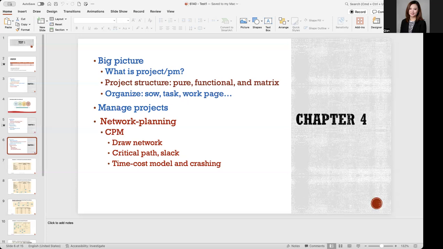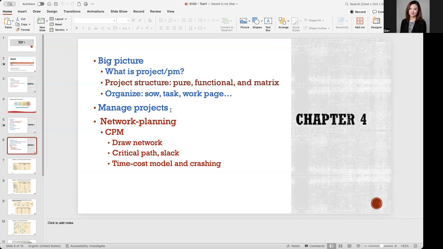The second part of chapter 4 talks about managing projects. We focus on how to use some tools to help us visualize all the projects. Then we have a better idea about how to do it. I give you a few examples. I give you the Gantt charts and other charts and tools to help you make your project visualization and to make better decisions. So this is the second part.